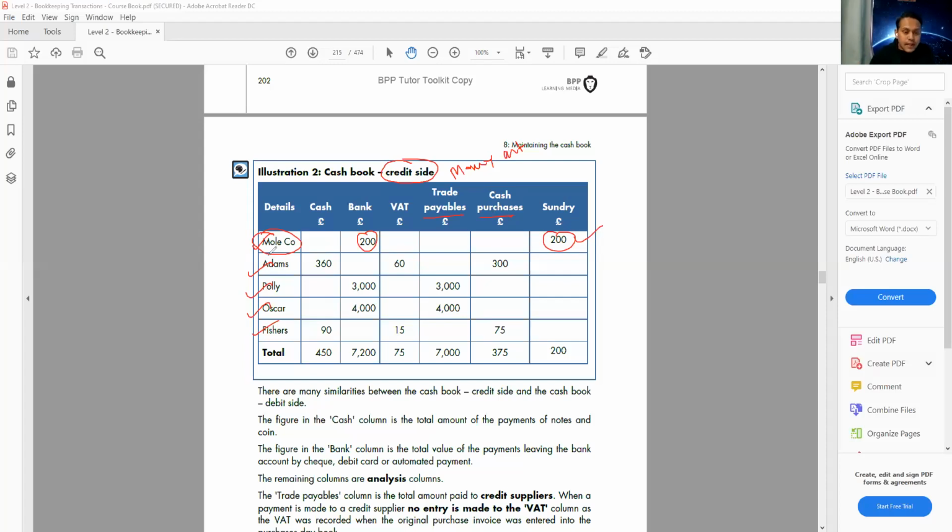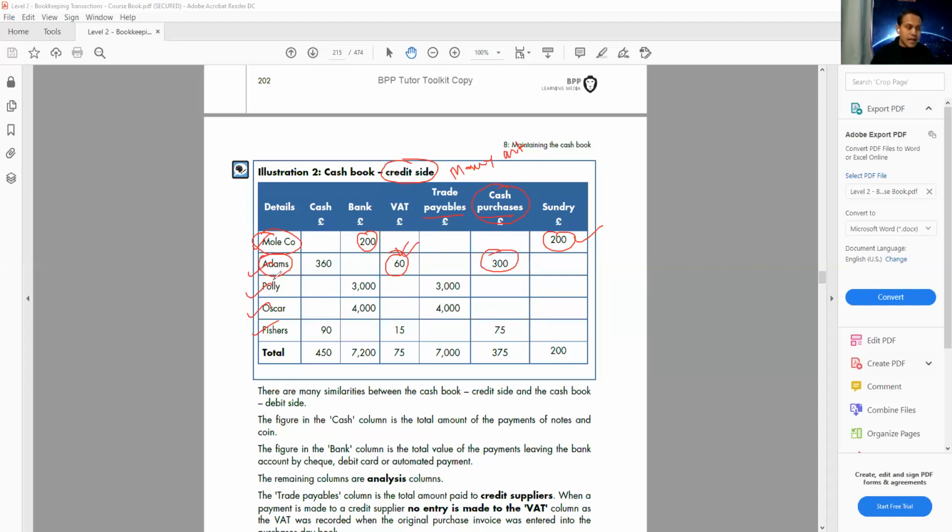Then Adam's, I paid £360 to Adam in cash. Now I can see this is a cash purchase, so I never had any transaction with this supplier before. Obviously, if this is a cash purchase, I have to split the VAT. So I split the VAT: 60 for the VAT, 300 for the cash purchase, because this VAT I'm going to claim back from HMRC. So I have to keep the VAT separate.